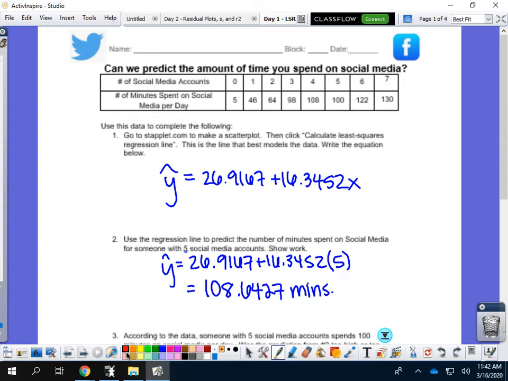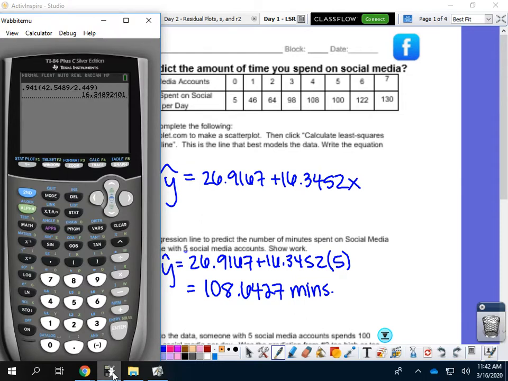I want to start with just making sure you guys actually know how to use it on the calculator too. If you don't have a calculator, you've been using one of our yellow ones, and you're at home, no big deal. Just keep using Statlet.com. It will do everything for you. If you want to know how to do it on the TI-84, I'm going to show you really quick.